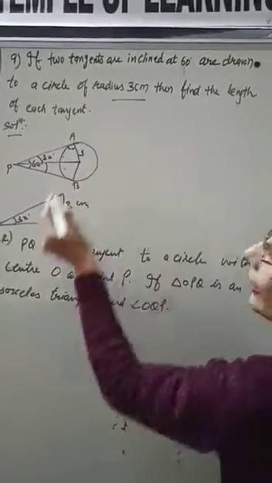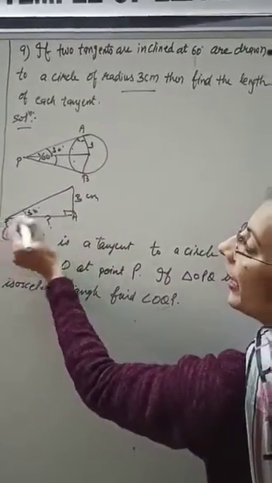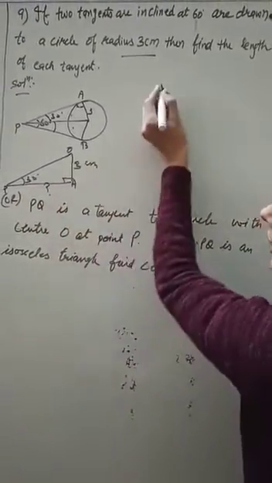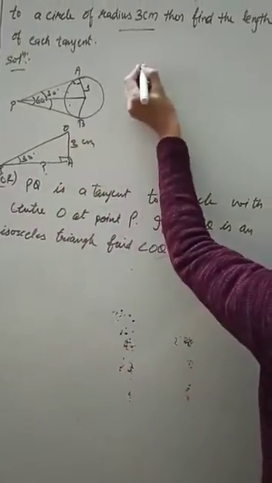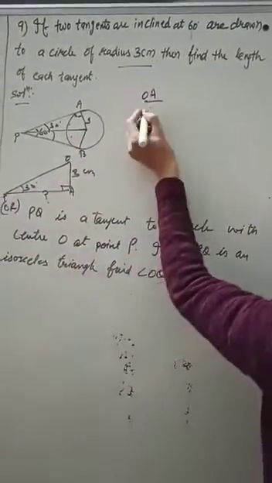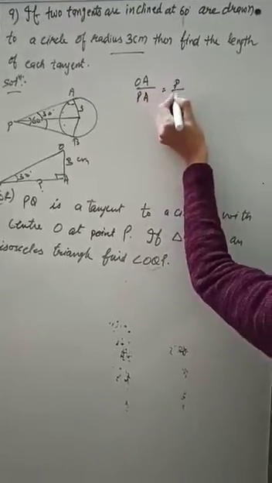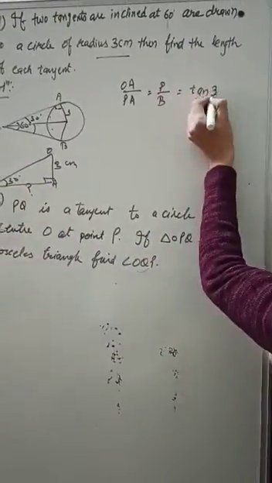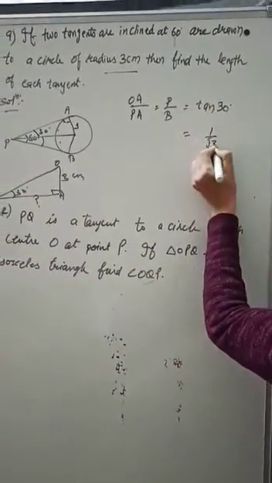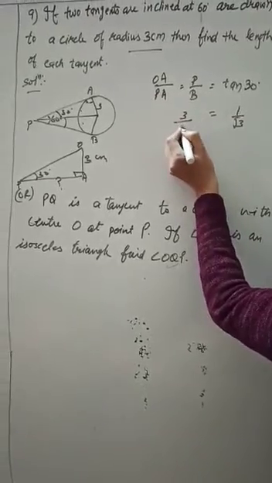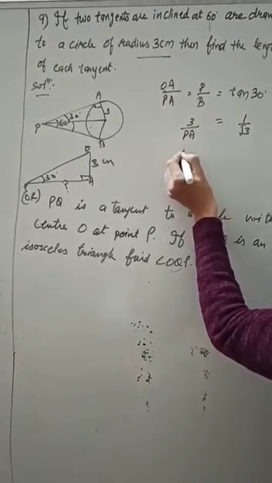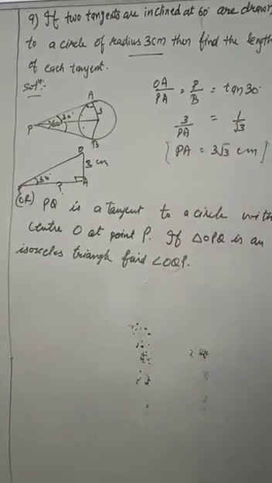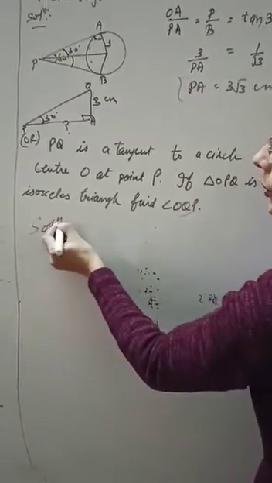They are saying find out the length of each tangent. This one, PA, we want to find out. By using the trigonometric ratio, in triangle PAO, OA upon PA. What is it? It is perpendicular upon base, and it makes tan. Tan of which angle? 30 degrees, and its value is 1 upon root 3. So the perpendicular here is 3, and the base we want to find out is PA. So PA we confirm as 3 root 3 centimeter. That is the answer of the question. So let us move to the next question.